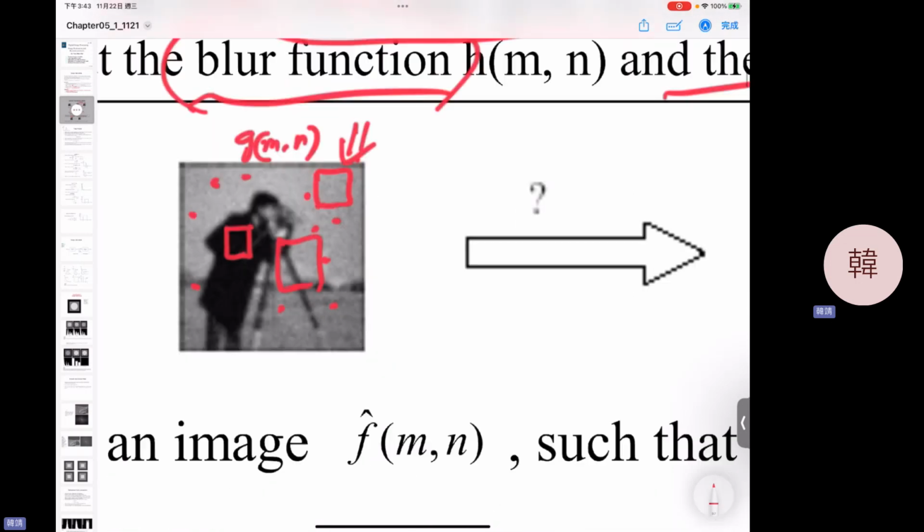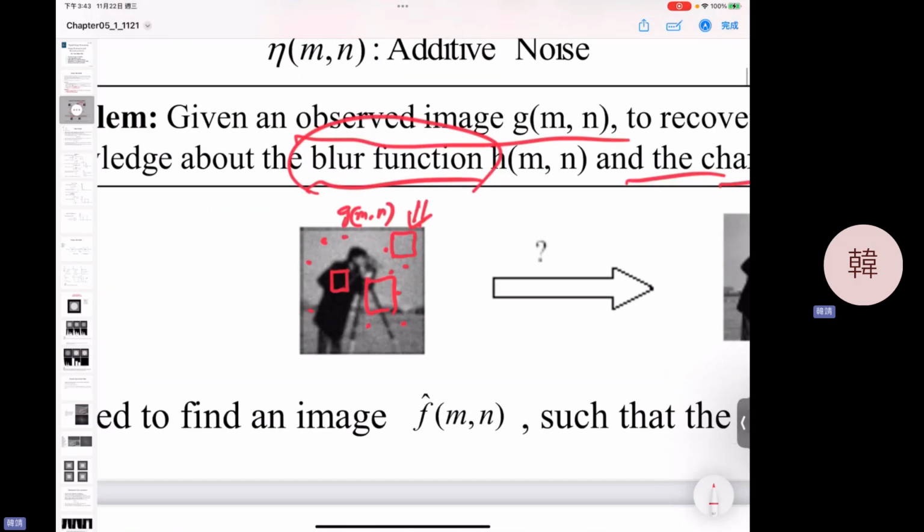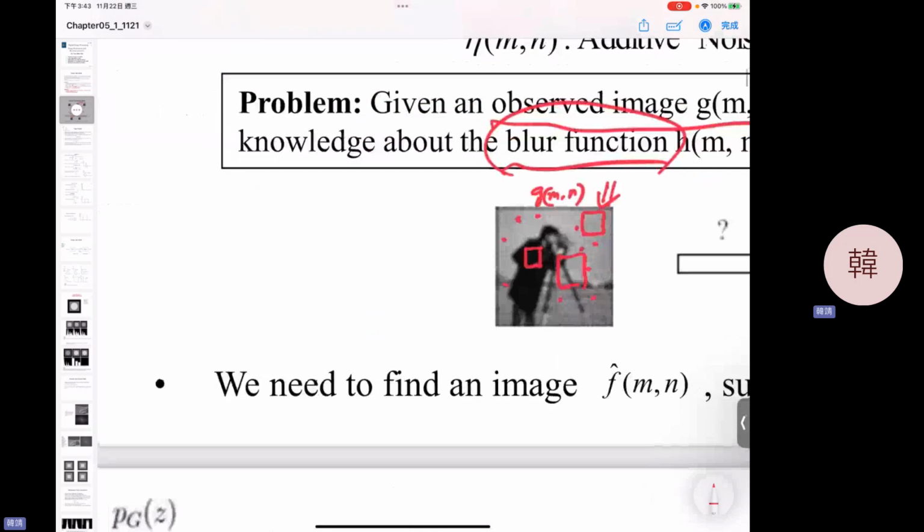It should be constant, right? Your expectation should be constant. However, it's not constant because there's some additive noise over there. So we will see later. So if you know your image is composed by H combined with F plus eta.